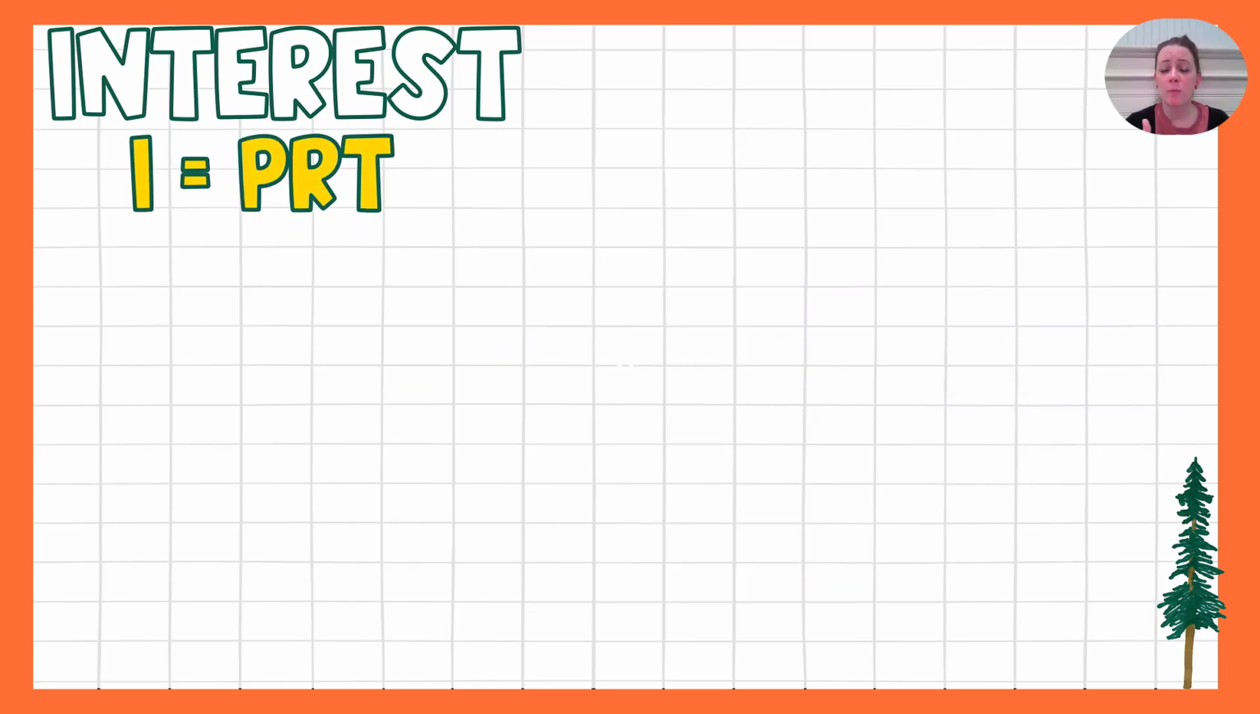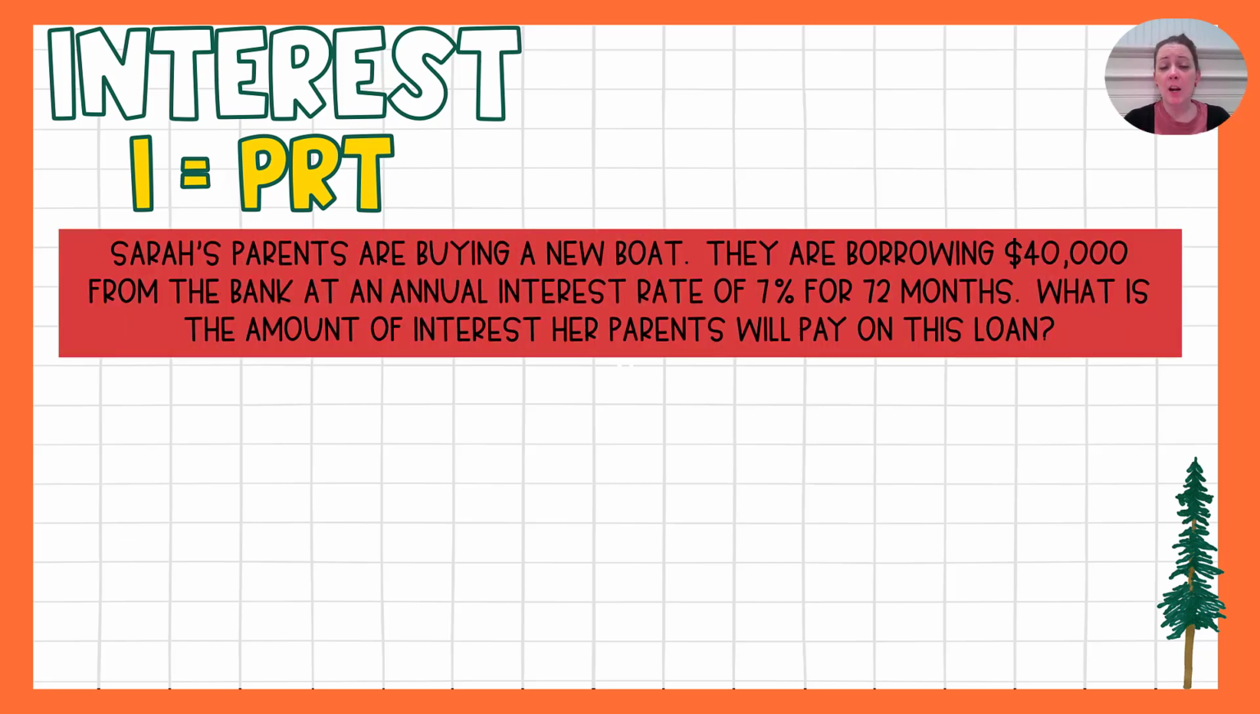We have our formula back up here because we're going to use it over and over and over. Sarah's parents are buying a new boat. That's exciting. They are borrowing $40,000 from the bank at an annual interest rate of 7% for 72 months. What is the amount of interest her parents will pay on this loan? All right, so we want to take the information given to us and plug it back into that formula, PRT, principal times rate times time, to figure out our interest. So the principal, how much money are Sarah's parents borrowing? You got it. They're borrowing $40,000.